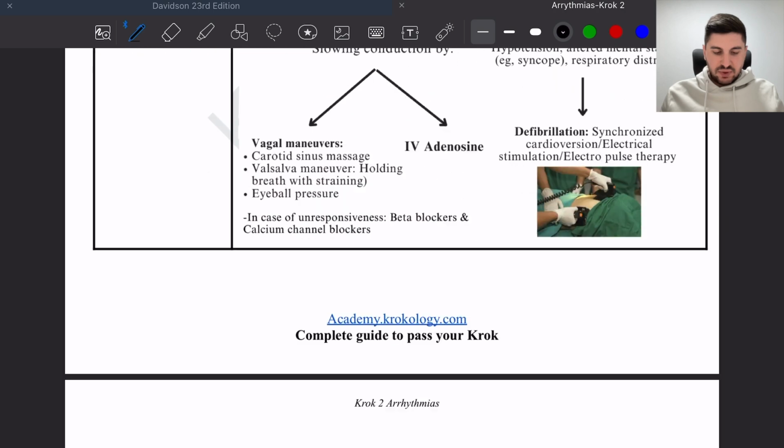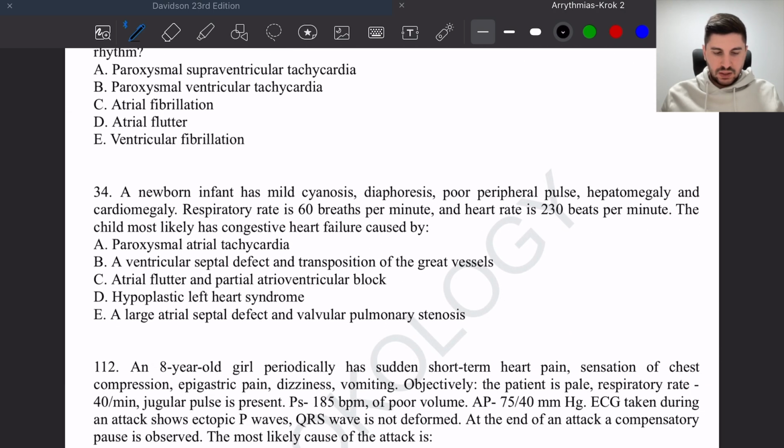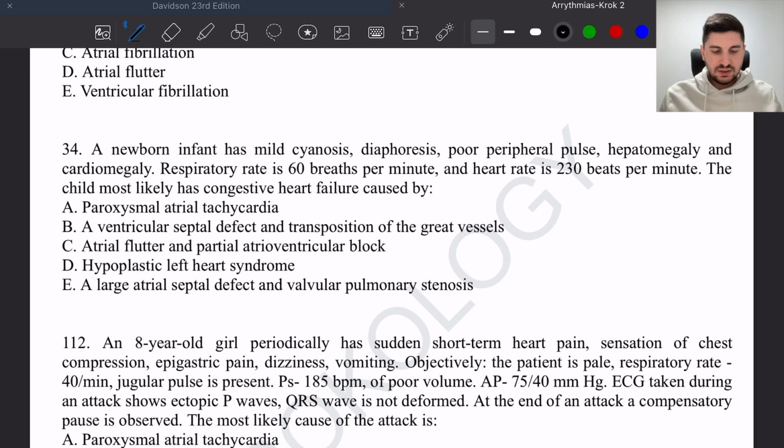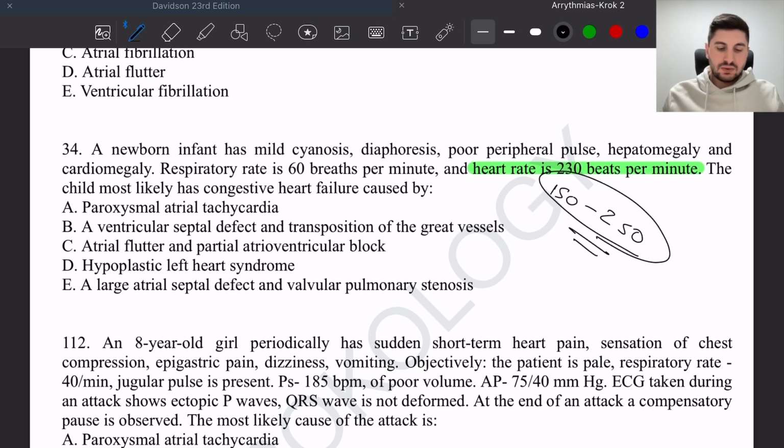Let's see an example. A newborn infant has mild cyanosis, etc. And then they tell you the heart rate is 230 beats per minute. As I told you, when you see that the heart rate is between 150 and 250, think about paroxysmal atrial tachycardia, and this is the right answer. For the other options, we will see why they are not true in later questions. We will explain other arrhythmias as well, like option C.